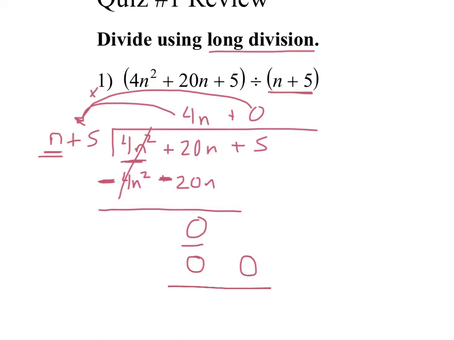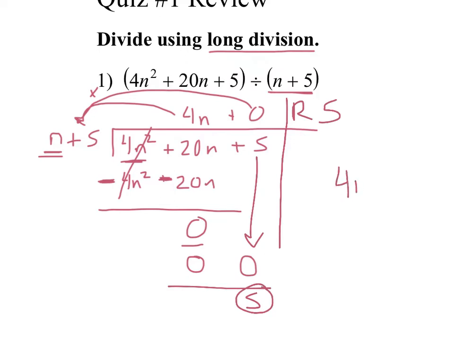And we bring down the 5. So what is 5 plus 0? 5. So once we run out of room over here, our remainder is 5. So the number we have left is going to be our remainder. So our answer here is 4n, remainder 5.